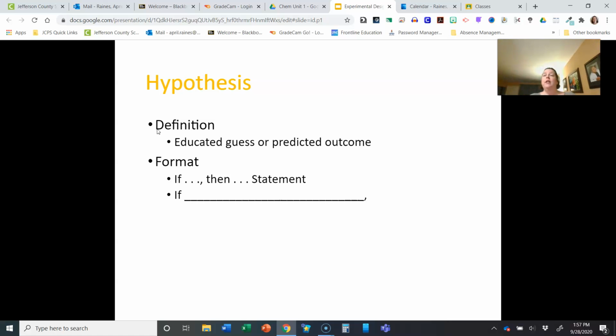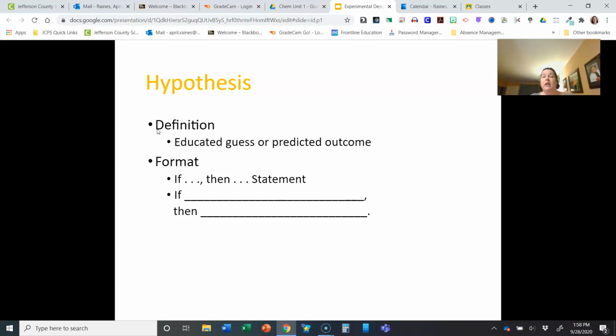If IV choice 1 is used, or is tested, whatever you want to say. The then statement should be, what do I expect the outcome to be of the DV because of that choice? So we're looking for things that are the best or things that are the worst. How do we know what to choose? We know what to choose because we've done our research. We've researched the topic, we understand what's going on, we have an idea about things, and now we're going to make an educated guess based upon what we see.